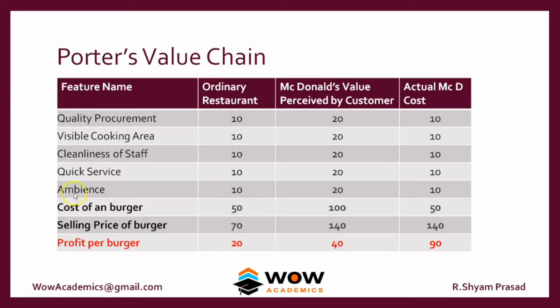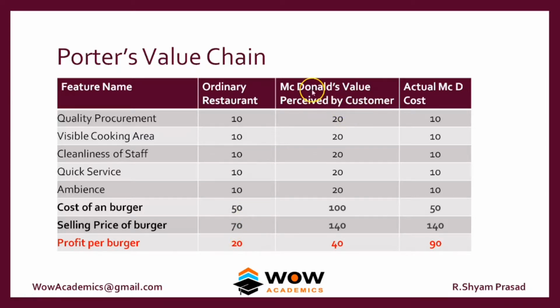On one side we have the features: the cost incurred for quality procurement, visible cooking area, cleanliness of staff, quick service, ambience, cost of the burger, selling price of the burger and profit per burger. It's a fast food outlet which sells burgers. In each of the areas, they are going to spend 10 rupees. So the cost of the burger comes to 50. As they want to make some profit, they sell at 70. They make a profit of 20.